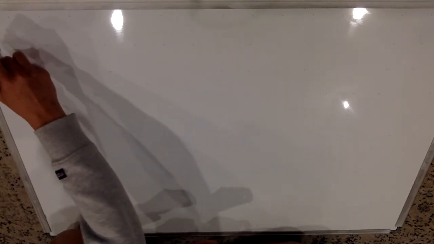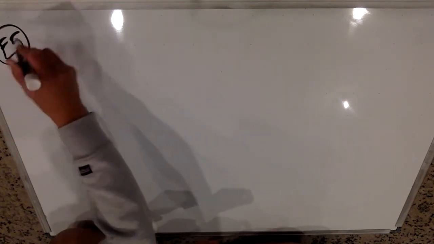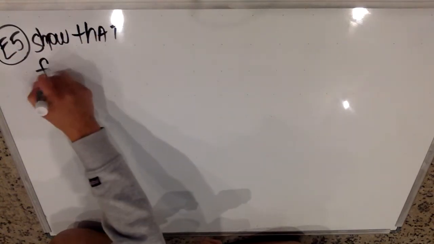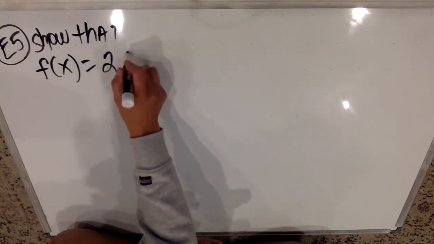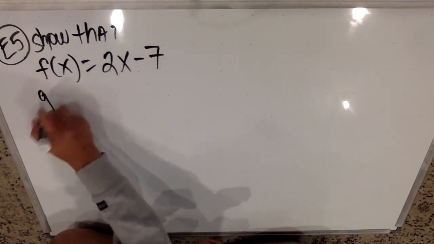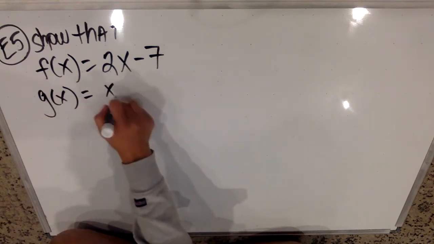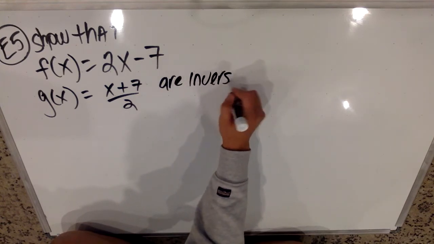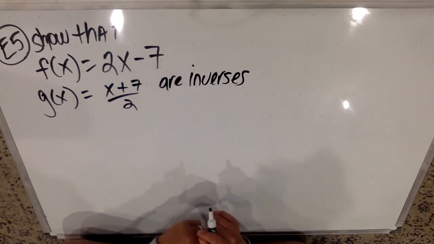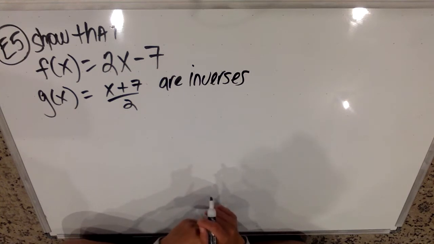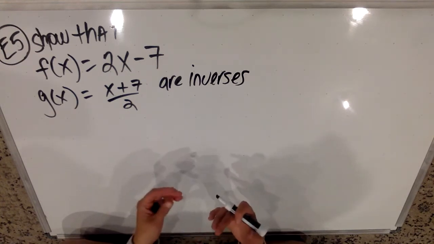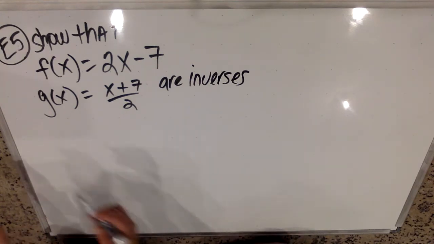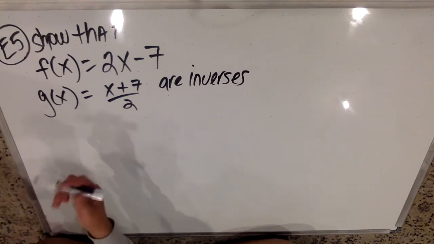So let's do, this should be our E5, right? We're going to show that, I'm going to give you two functions, f of x equals 2x minus 7, and g of x equals (x plus 7) over 2, are inverses. What I'm going to do after this, just for a little bit of fun, is show you how I'm able to come up with inverses fairly quickly in my head for simple problems like this. Certainly not for the more complicated ones like we saw in E4, where I accidentally gave you a function that was its own inverse.